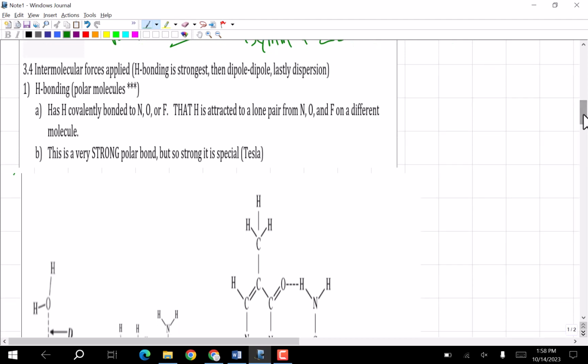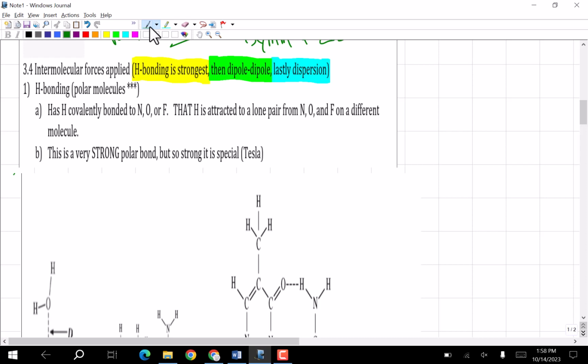Intermolecular forces. There are three intermolecular forces. There's hydrogen bonding, which is the strongest. Then there's dipole-dipole, which is in the middle. And lastly, our wimpy friend, dispersion. Okay? So we're going to go through these part by part.